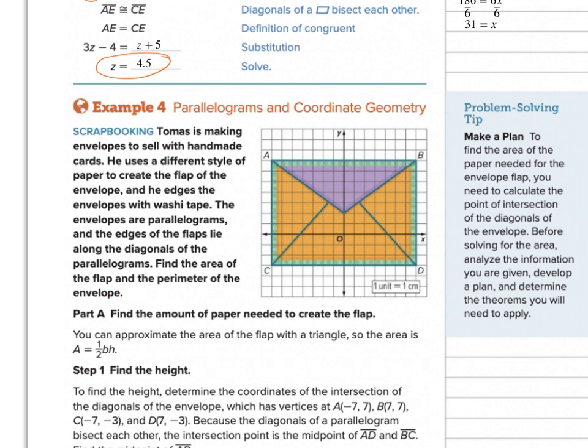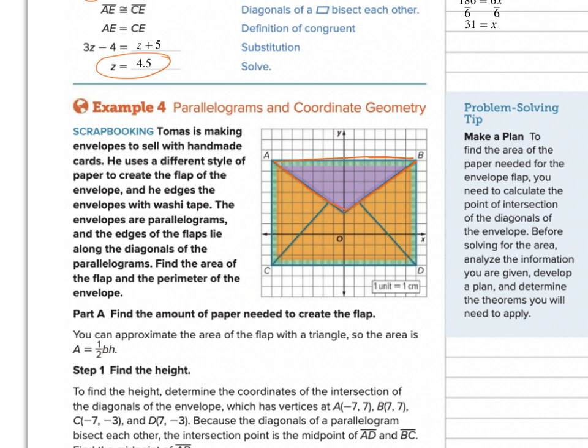Okay, the area of the flap, so this is my flap we're talking about. You may not see it on your paper, or it may be difficult to do purple. And in order to find the area of that, it looks like a triangle. The area is going to be, as we've done before, 1/2 base times height.